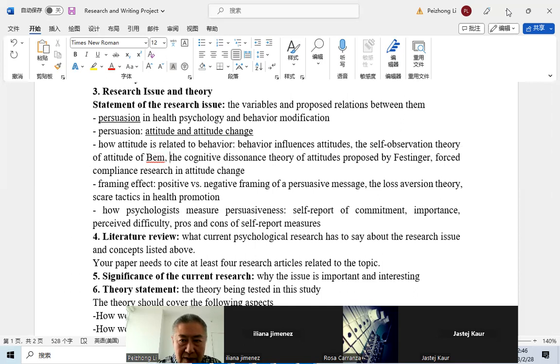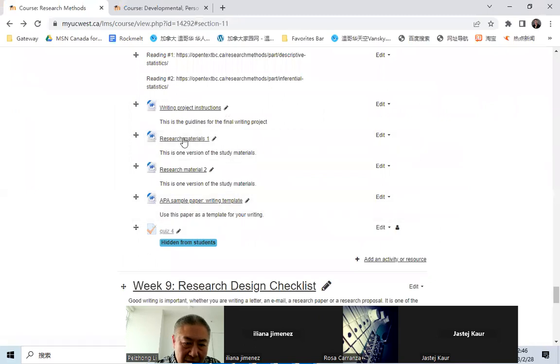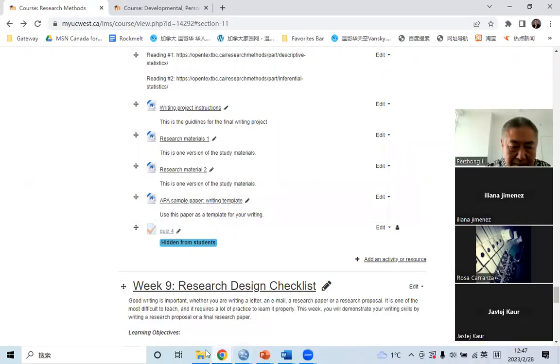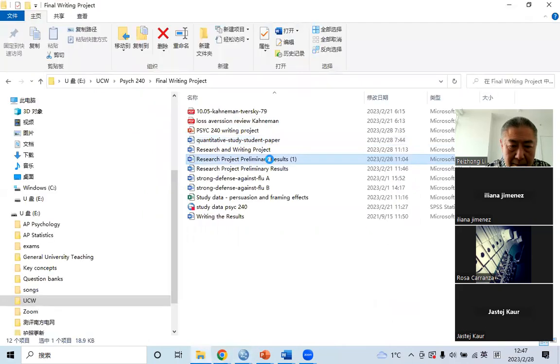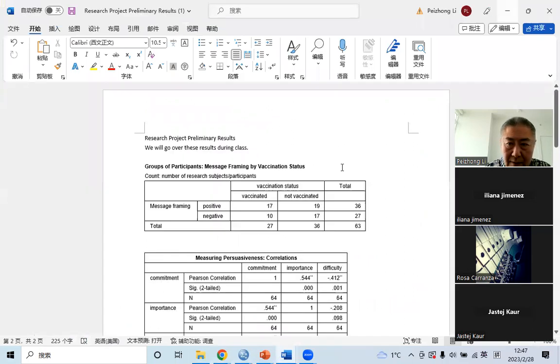Remember, when we were doing the study, let me show you another document I posted. The research materials. When you're writing the paper, you probably want to refer to these research materials. Most of you have the questionnaires you completed, but I'm posting it here again. Let me open that. Not this one, actually. It's a different one.